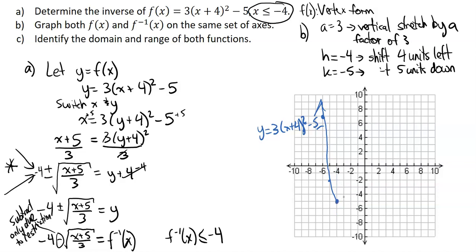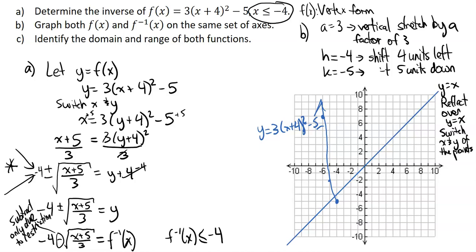So now, how do I graph the inverse function? I graph the inverse function by reflecting all the points about the line y equals x. This is the line y equals x. The other way you could think about it is you switch the x and y of the points. So I'm going to start with a point down here. This point originally was (-4, -5), and that point is going to become (-5, -4). So now (-5, -4) is right there.